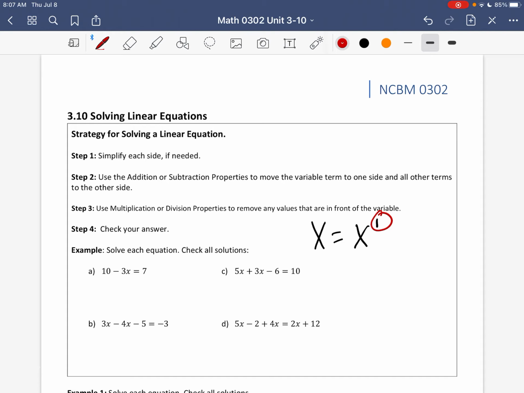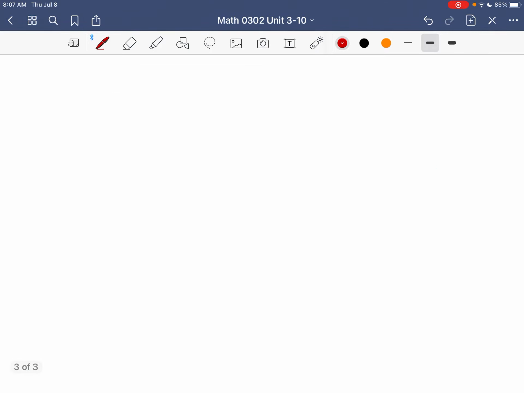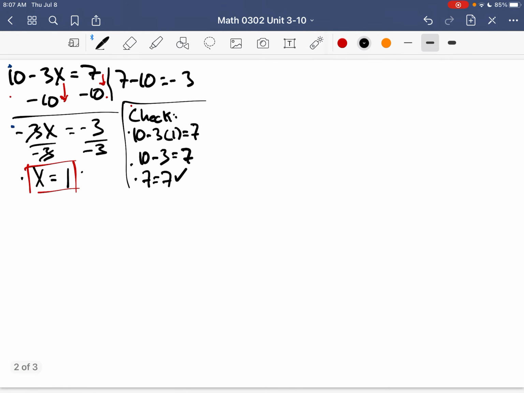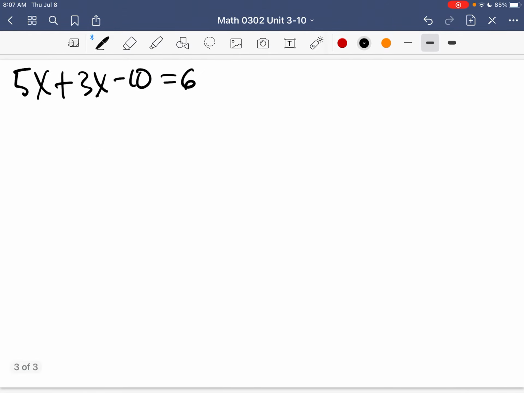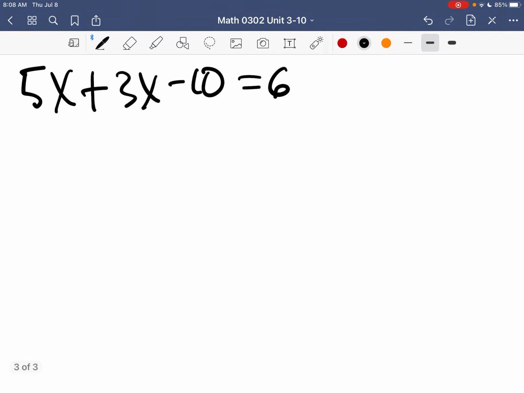5x plus 3x minus 6 equal to 10. 5x plus 3x minus 6 equal to 10. Okay. 5x plus 3x minus 10 equal to 6. Okay, and let me make sure. 5x plus 3x minus 6. And let me do the correction here.